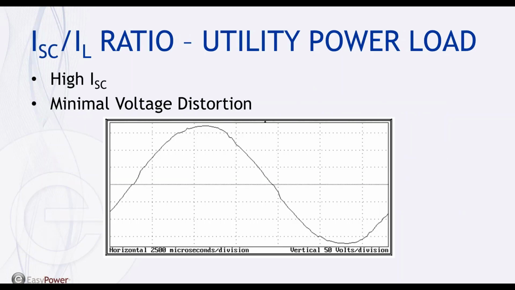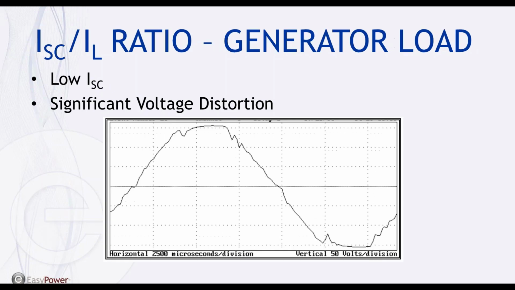So looking at this graph, this shows a high short circuit current, which results in minimum voltage distortion. Let me switch over to this next slide, and you can compare. On this graph, you can see the low short circuit current, which results in a significant voltage distortion. The distortion is much more pronounced, as we saw, than the one on the previous graph. So here you can see the larger loads have a greater ability to cause voltage distortion on the utility system.